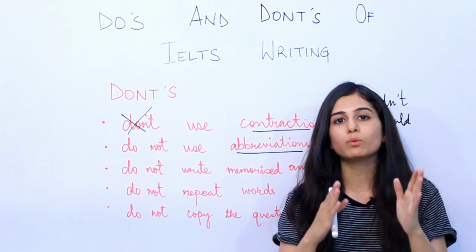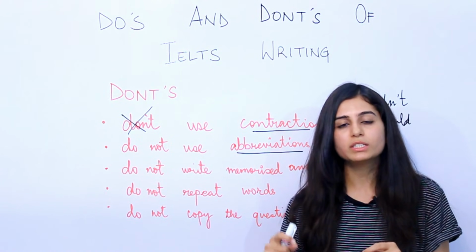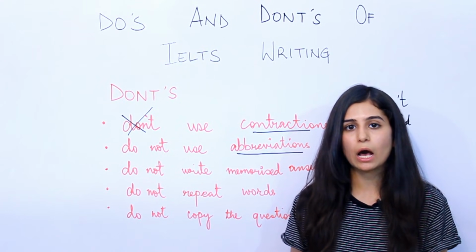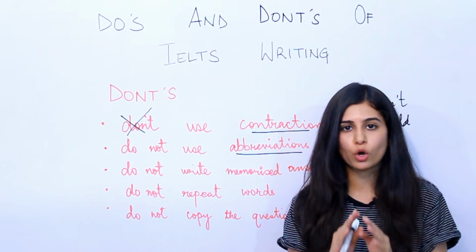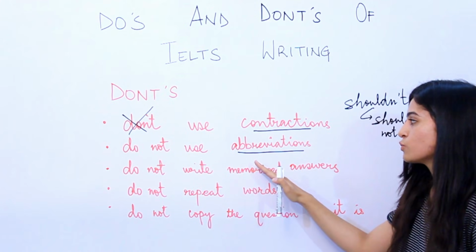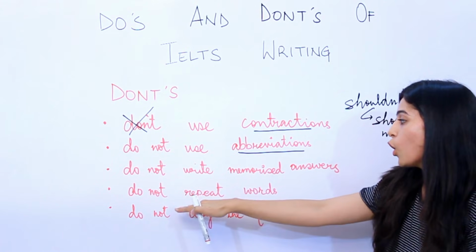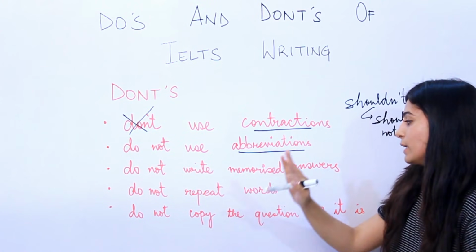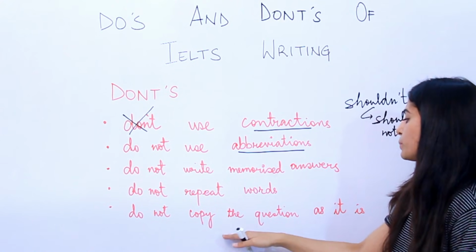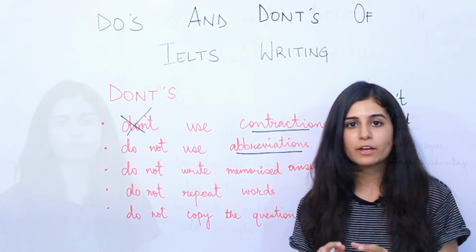So you don't have to copy the exact same words and sentences. You have to understand what's asked out of you and then write it down in your own words in the first paragraph. So that's how you start your answer. So do not use contractions, use abbreviations, or answer in a memorized way, or repeat words. And ultimately, never ever copy the question as it is in your answer booklet. So these are the five don'ts.